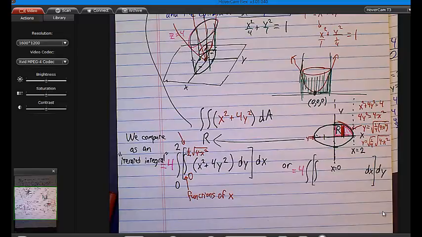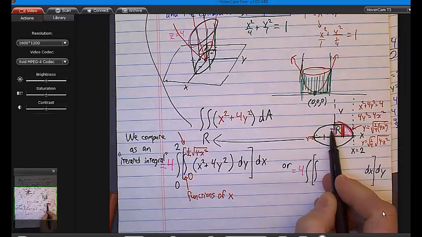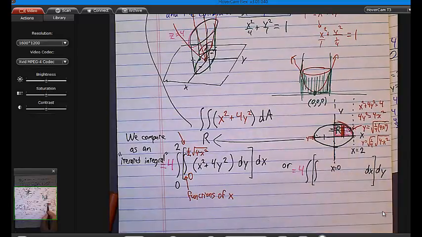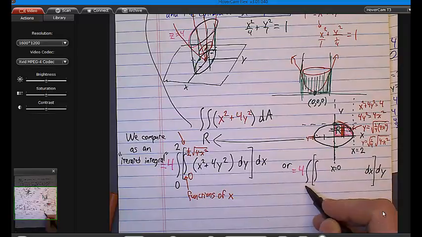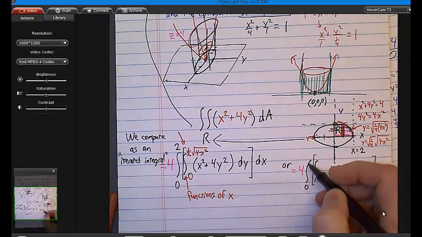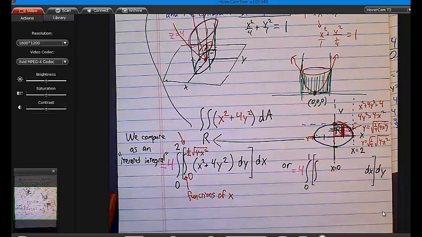The outside limits would be, if you're integrating dy, you want to think about moving along, making little rectangles this way, like I did that little black rectangle. And so the outer limits this time are y values. So we go from y equals 0 to y equals 1 this time, because that's the height of the ellipse. See the difference?